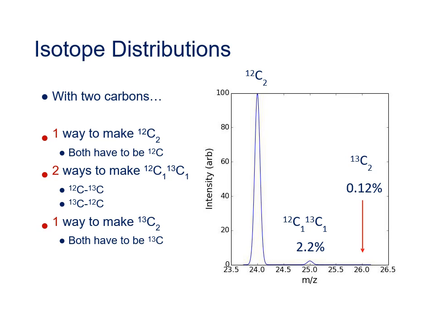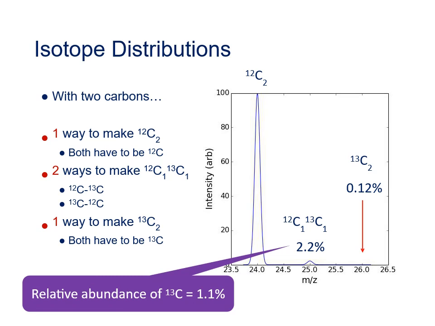But how can we calculate what the relative abundances of these peaks should be? Well, you might intuitively think that because there's only 1 carbon-13 atom in the clusters associated with the middle peak, that the relative abundance of that peak would match the relative abundance of carbon-13. But this isn't the case.